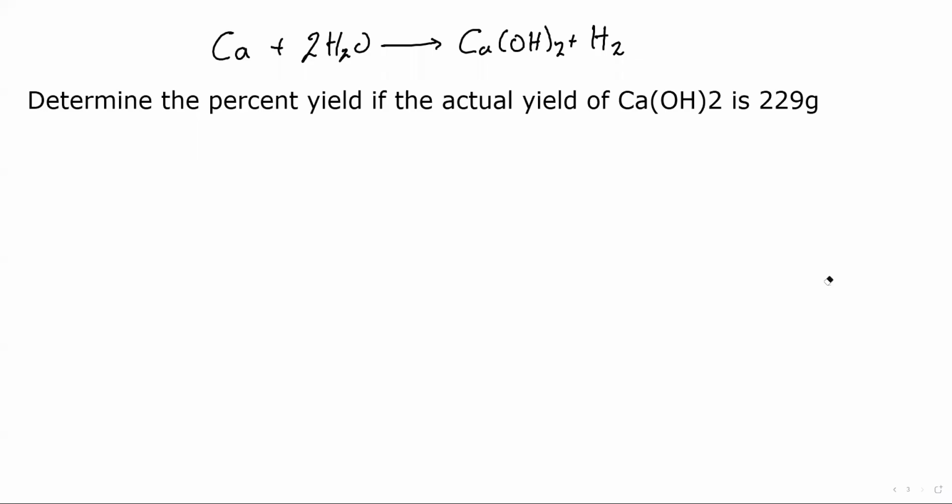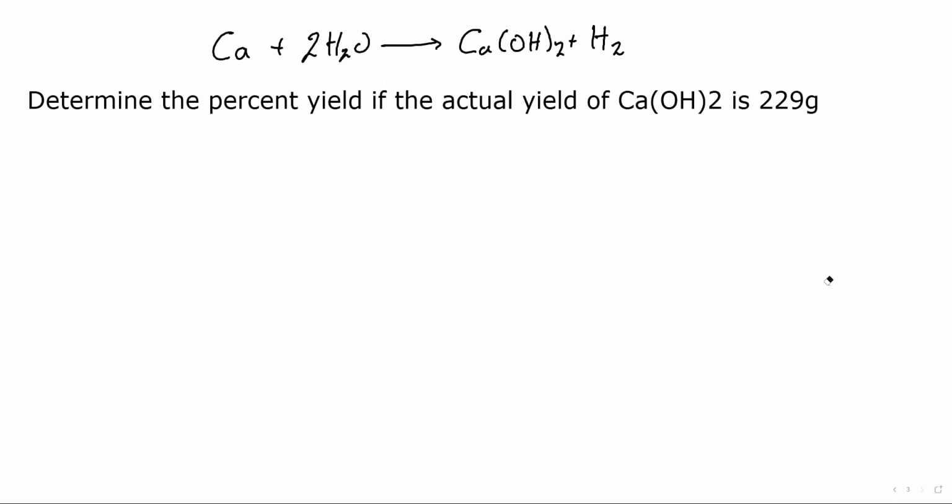The last problem says determine the percent yield if the actual yield of CaOH2 is 229 grams. So what does it mean? The actual yield is the actual value, the real life value of CaOH2 that is going to be produced.